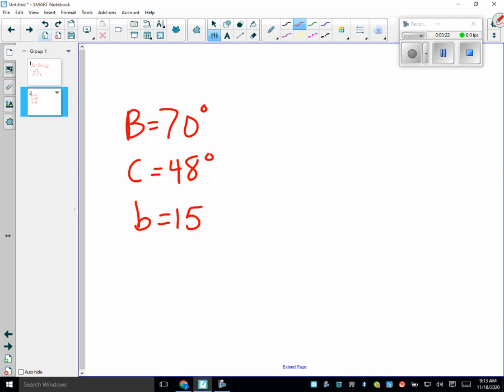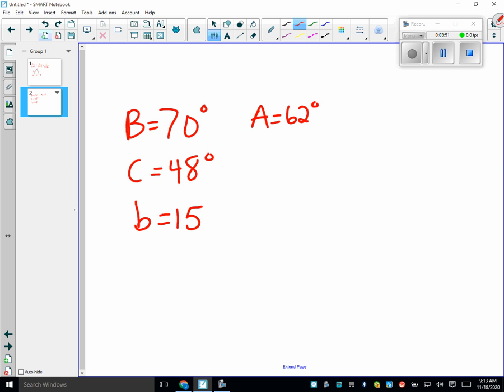The directions say solve the triangle. Round sides to 1 decimal place. All right? Now, what am I missing first? Which would be angle A? What is angle A? 62 degrees. Do you all agree?